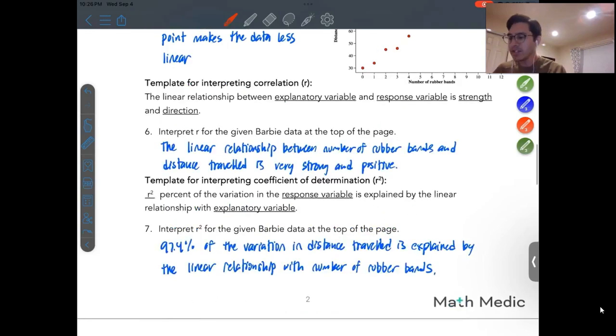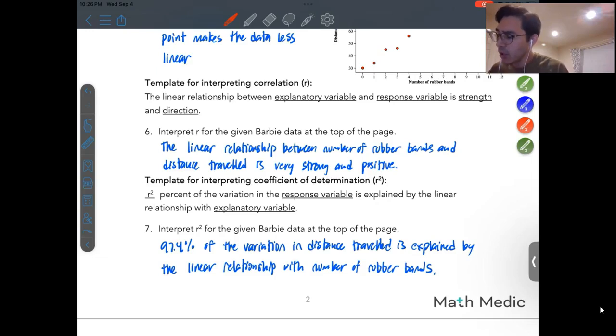Okay. Question 6 and 7 provided you with some template sentences for writing some interpretations. So the first thing that we want to interpret is the correlation value itself. And so what you need in your interpretation is context, so what's the explanatory and response variable, okay? Some sort of word that describes the strength, so it could be weak, moderate, strong, very strong, and then the direction, either positive or negative.